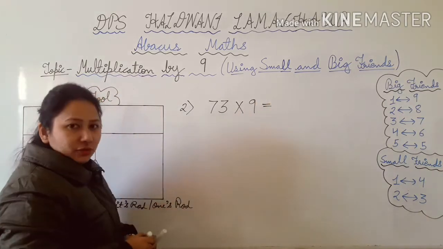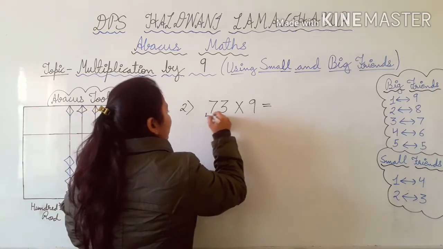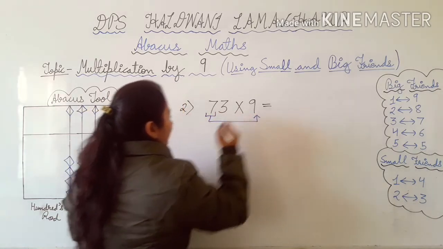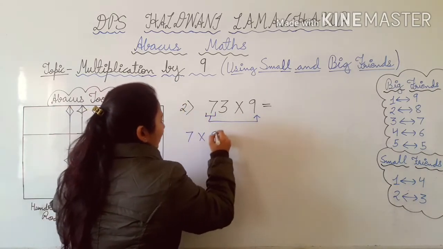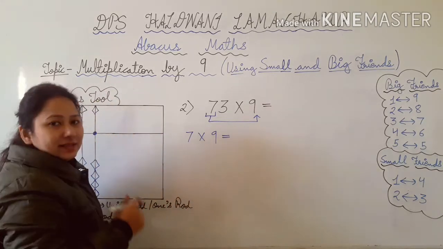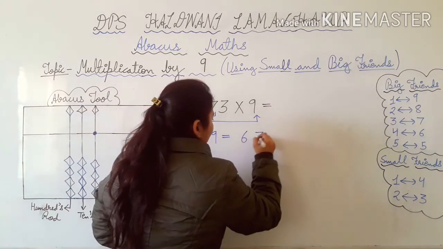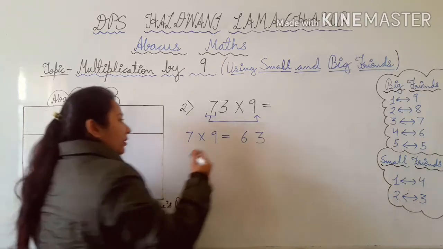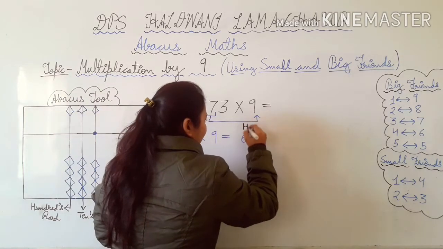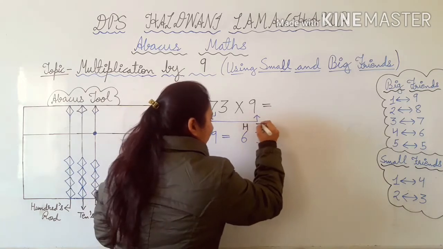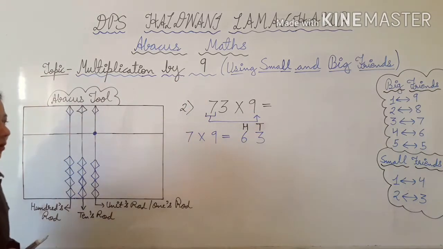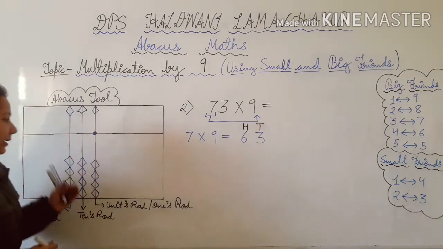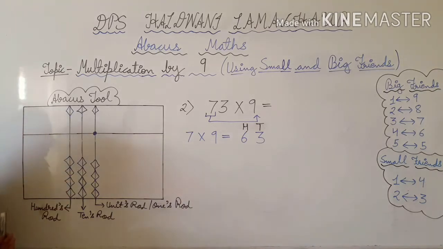Now, as you know, first of all, we will multiply the first digit with 9. 7 into 9. Now, 7 9s are 63. Now, we start our calculation from the hundreds rod. So, first digit will go in the hundreds rod and the second digit will go in the tens rod. Now, 6 you have to add in this tool in the hundreds rod.